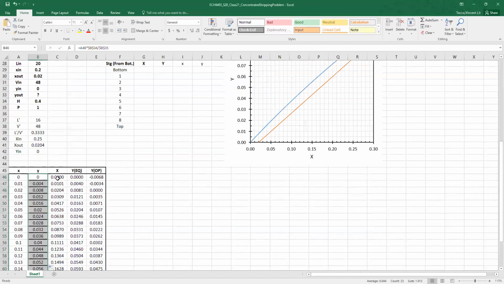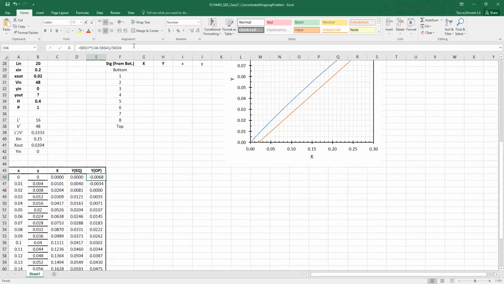Now, to plot the equilibrium data, I have to convert little x's to big X's. And again, that formula is little x over 1 minus little x. So I can do that in Excel just by adding another column and dragging that formula all the way down. Similarly, I can do the same for big Y. So it's little y over 1 minus little y.